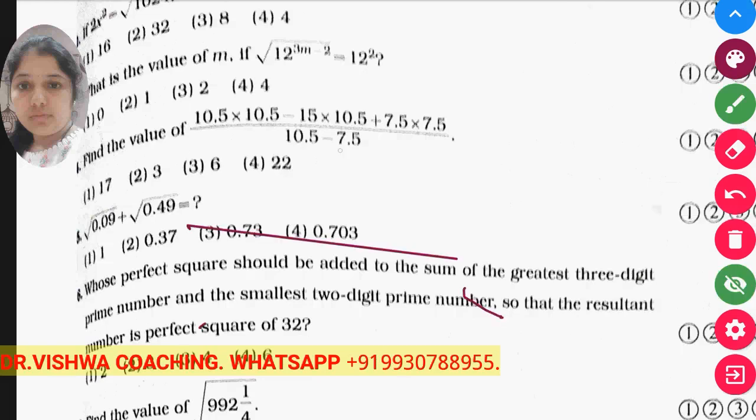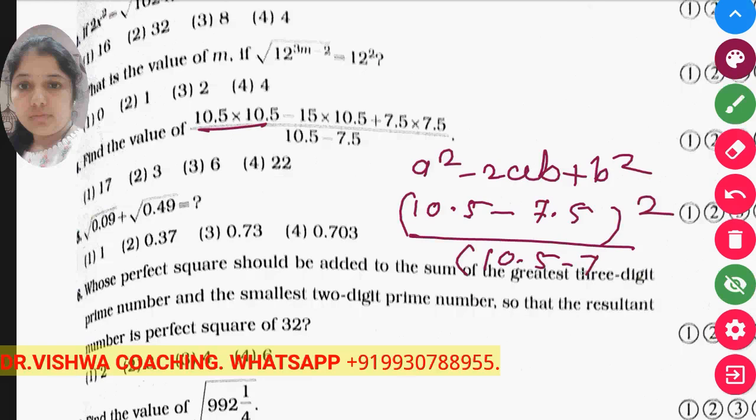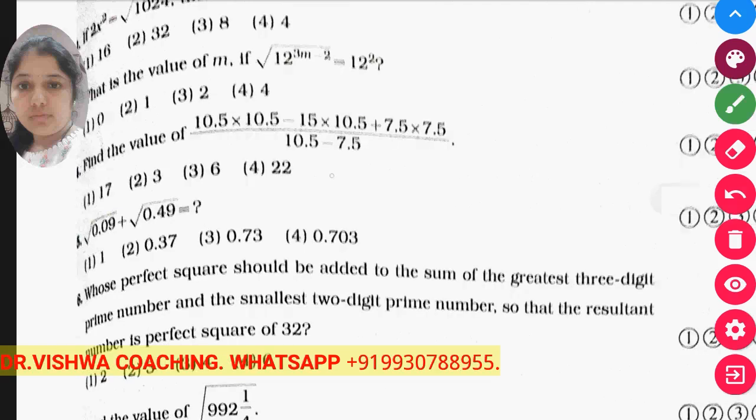We have to find the value of this. Now see, if you look carefully, this is in the form a square minus 2ab plus b square, where a is 10.5 and b is 7.5, bracket square upon 10.5 minus 7.5. So 1 gets cancelled, you just have to subtract 7.5 from 10.5, you will get the answer as 3. It is very easy. It is in the form of a square minus 2ab plus b square.